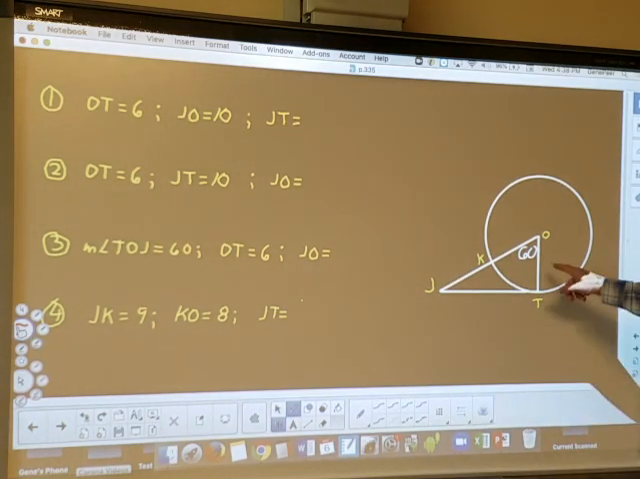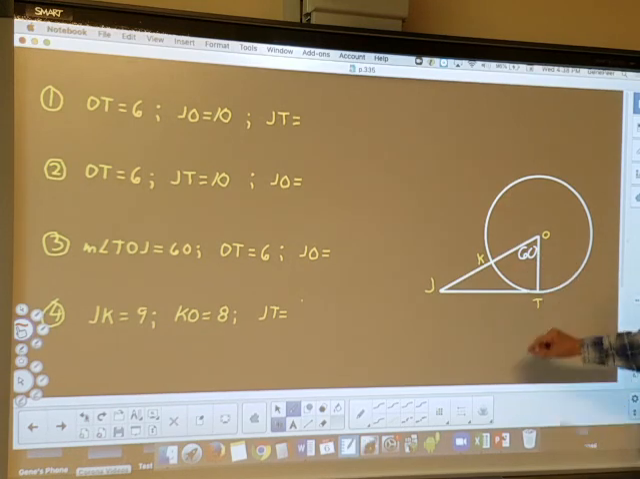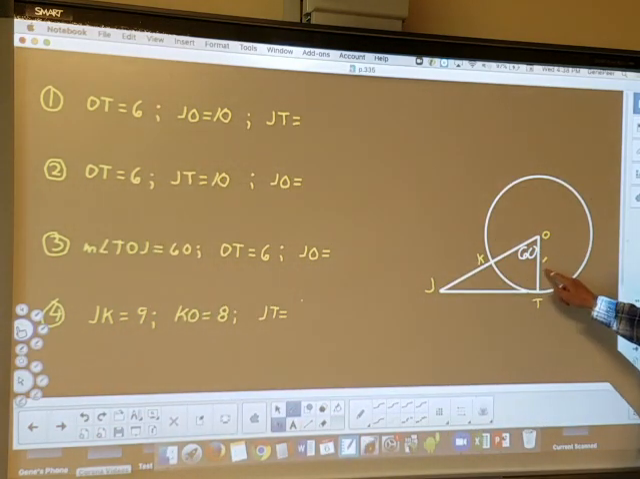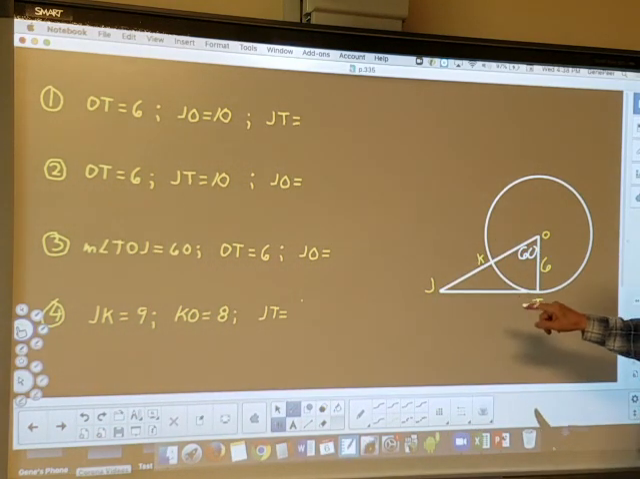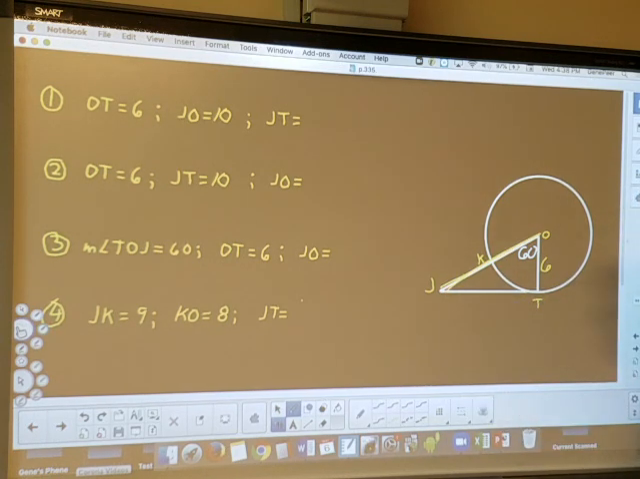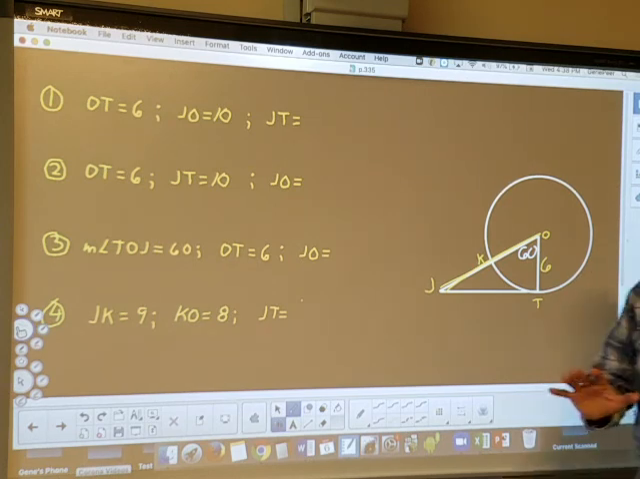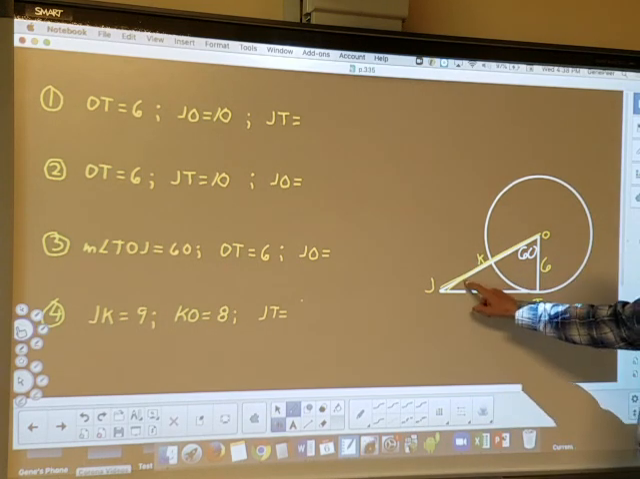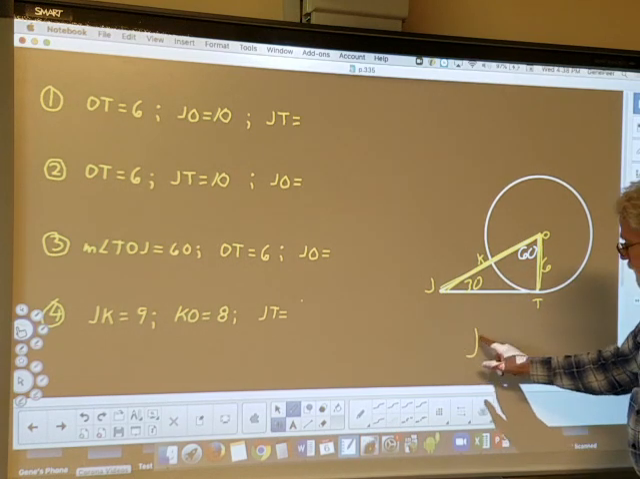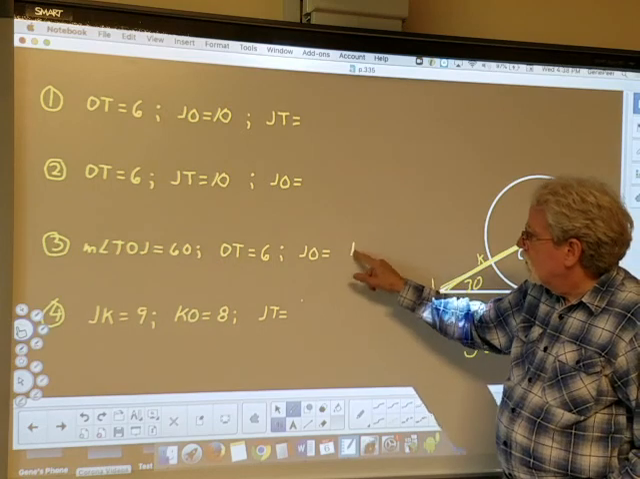Okay, so we've got the angle of 60. I know that OT is 6. I need to get back to my yellow pen we'll use. OT is 6. And JO is what we're looking for. Well, how easy can you get? Why do I say it's easy? Because you're supposed to know by now that in a 30-60 triangle, to go from the short leg to the hypotenuse, you just double the short leg. 6 doubled is 12. JO is 12. Done.